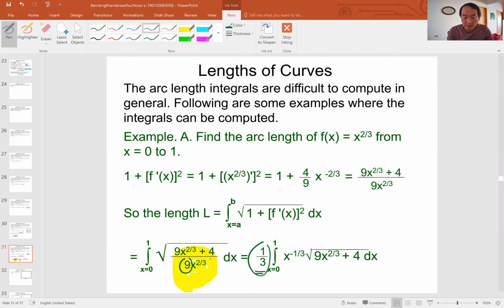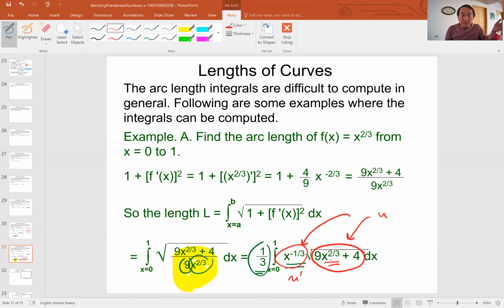Okay, and x to the 2/3 comes out. I write it as x to the minus 1/3 in the denominator, right? Why? Because it just happened now. I can use the substitution method. This is the u, and what happens to come out in the denominator is the u prime, right? The derivative of x to the 2/3 is x to the minus 1/3.